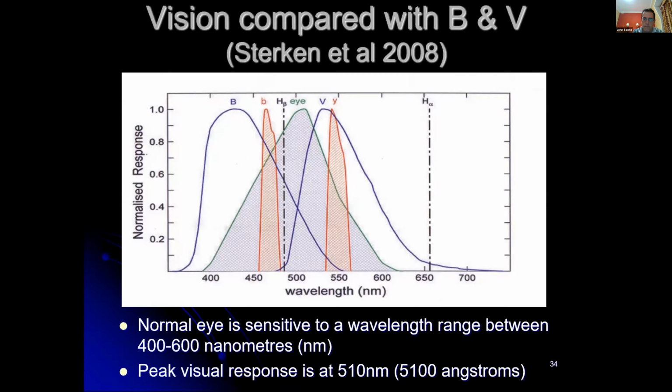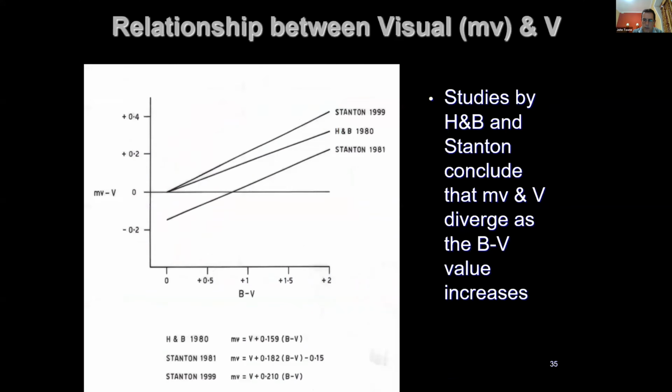So just to move quickly on to the comparison between V photometry and visual photometry. Here we have the various responses in wavelength. Typically visual will be about 500 angstrom, and V is more like 530, and there is a difference. This difference is important because when you come to compare the data, it has an effect.